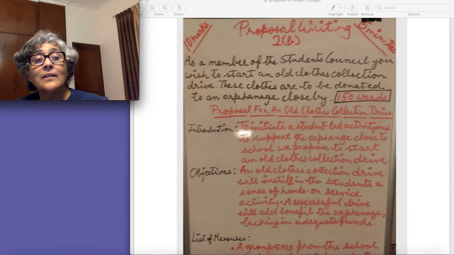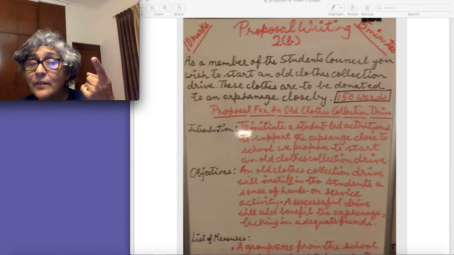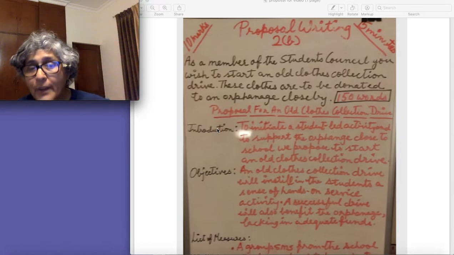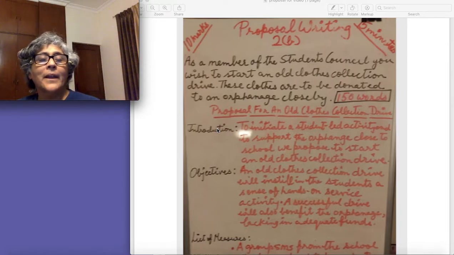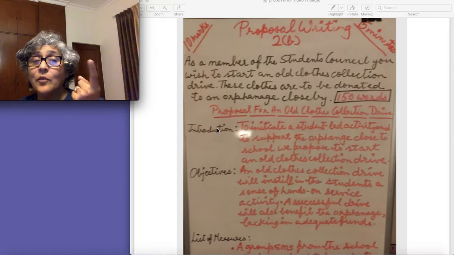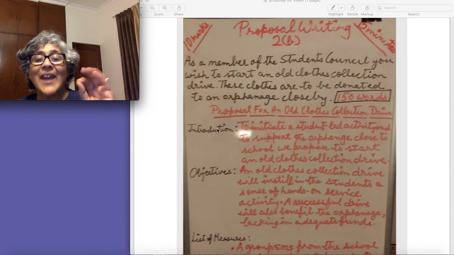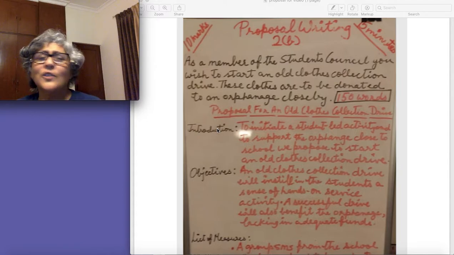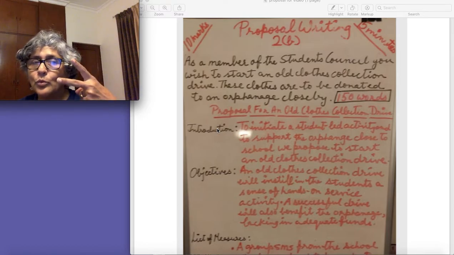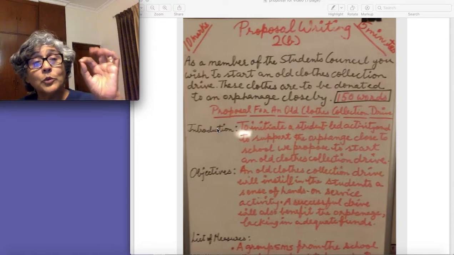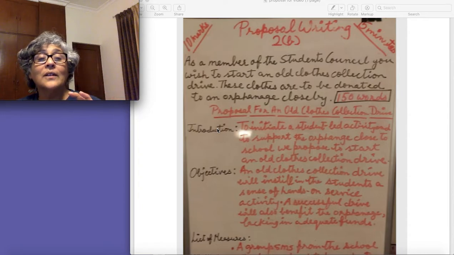Why are you going to do it is the objective. Be careful who you're doing it for and who is doing it, that is your introduction. Why you're doing it is your objective. Clear? Okay. Objective again, 2 points. Why for the students and why for the orphanage. So, an old clothes collection drive will instill in the students a sense of hands on service activity. That is why for the students. Okay. And why for the orphanage? A successful drive will also benefit the orphanage lacking in adequate funds. They don't have funds, so give them clothes, at least they are safe. So, why has been answered. 2 sentences. Clear?